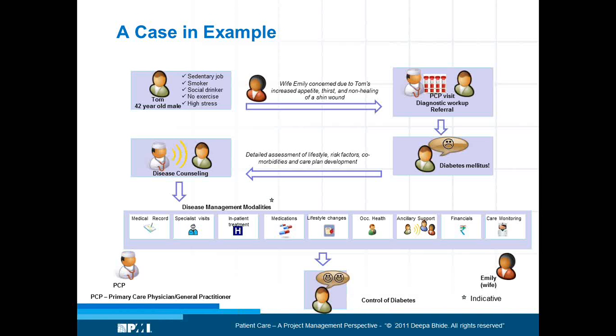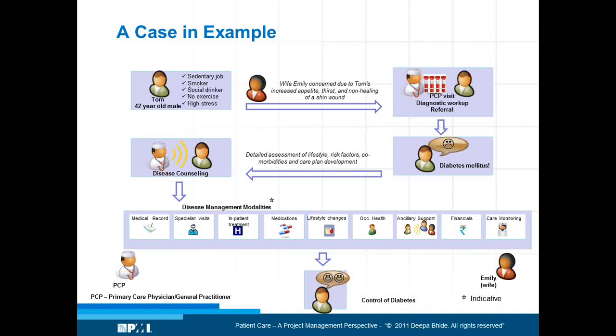Tom is a 42-year-old male and has risk factors such as smoking, sedentary job, high stress levels, and so on, and now with a few symptoms is suspected to have diabetes. He visits the physician who, after a detailed history taking and diagnostic test, proves that Tom indeed has diabetes and plans for his care. In the long horizontal box, I have indicated the care management modalities that are a part of Tom's care that span over a long period of time before Tom feels better.